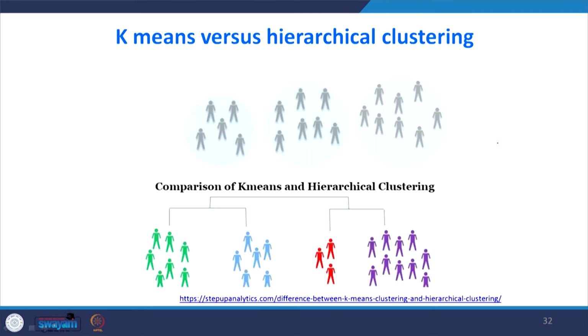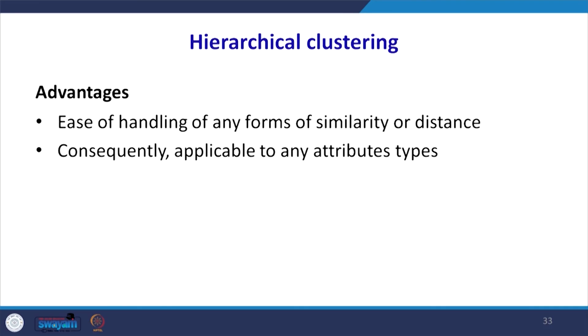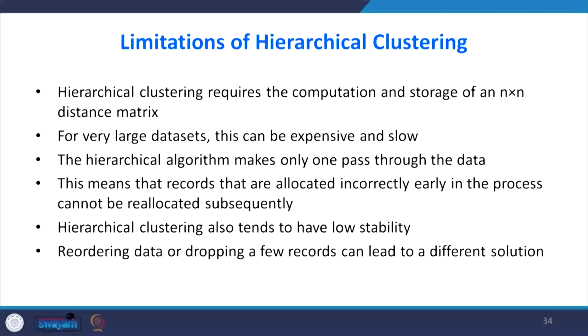There are two pictures. The top one is an example of K-means clustering where K equals 3. The bottom one is hierarchical clustering. You see that there is a hierarchy. So, this is an example of an advantage of hierarchical clustering. Ease of handling of any form of similarity or distance, consequently applicable to any attribute types. Here attributes are the variable types. It may be interval, it may be ratio, it may be binary or categorical.